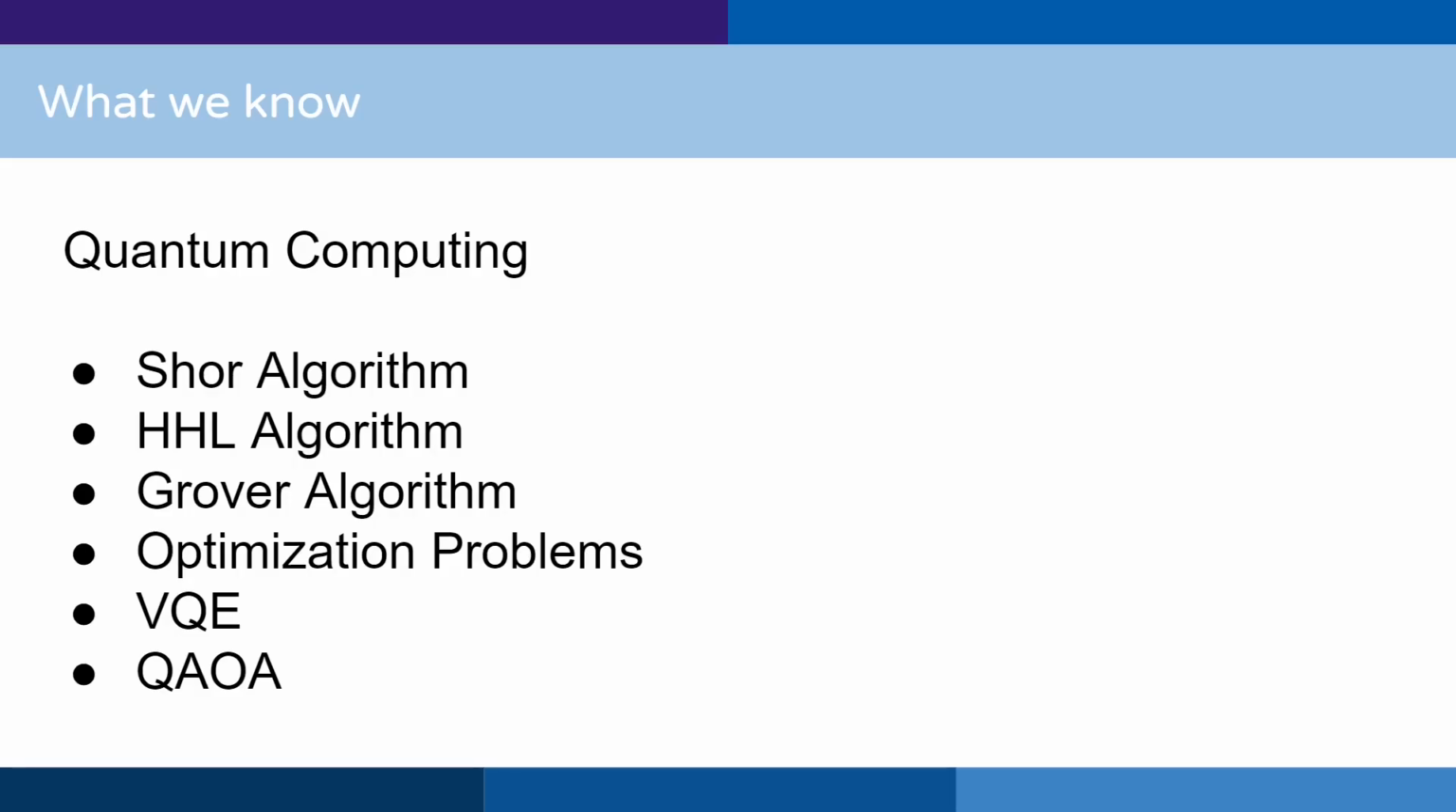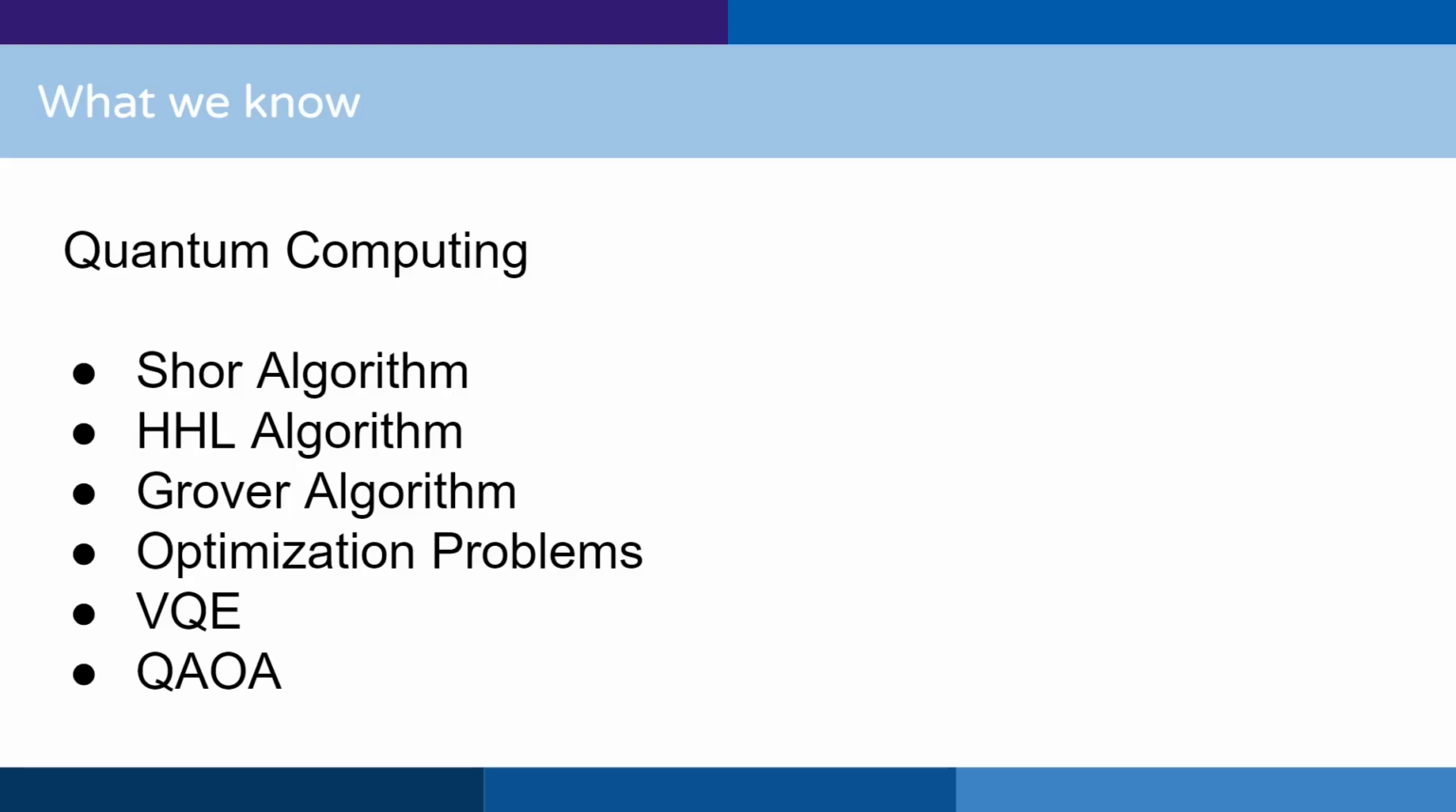Okay, so until now we know pretty much all the things related to quantum computing. That is very useful because some algorithms are very important in today's devices and applications, such as Shor's algorithm, Grover's algorithm. We can also solve optimization problems. We can use VQE or QAOA.